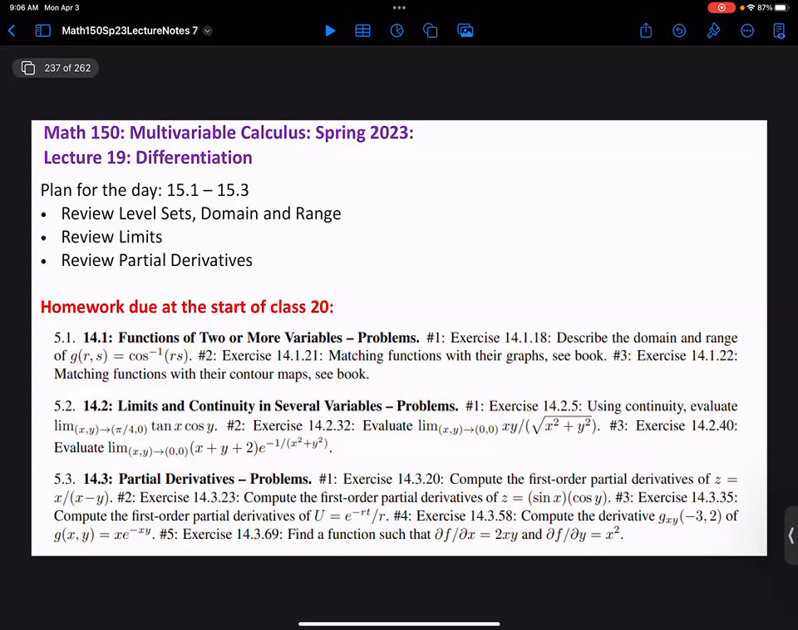I can take the derivative with respect to x twice, or x then y, or y then x, or y twice. How do I put all of these together to get an analog of the second derivative test? How do I put this together to get an analog of the first derivative test? So that's the big stuff we're going to be leading up to.